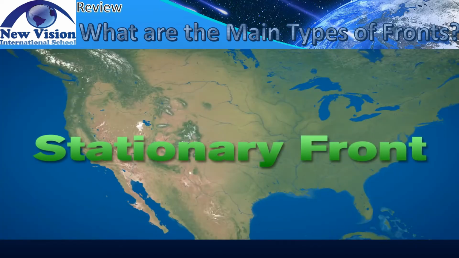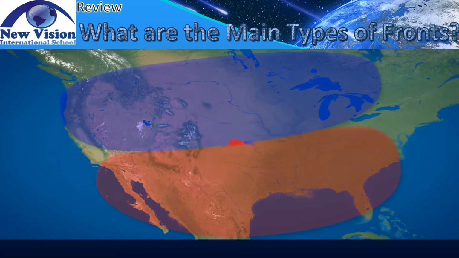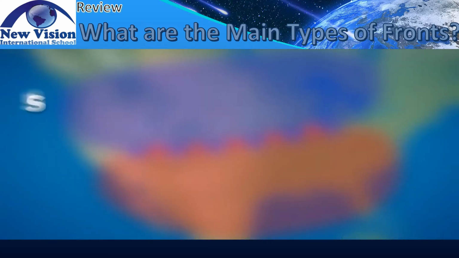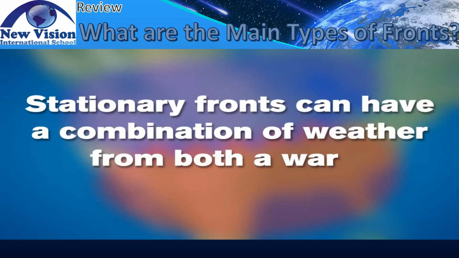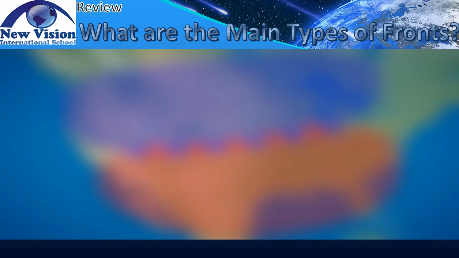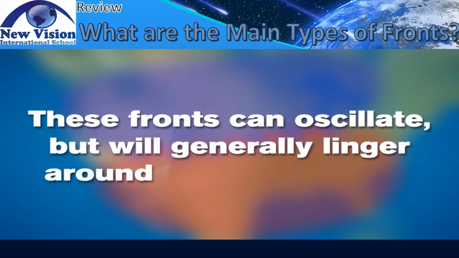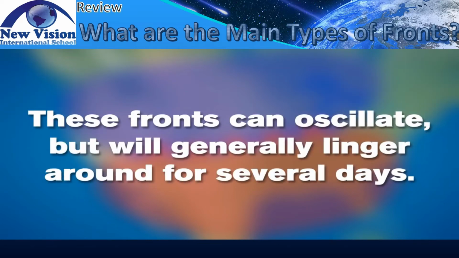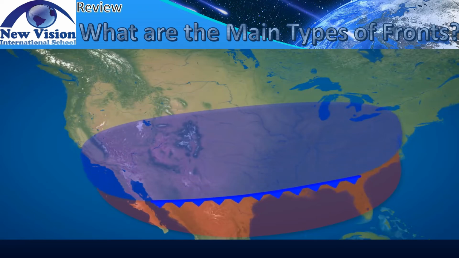A stationary front occurs when two air masses meet, but neither one moves the other out of the way. Stationary fronts can have a combination of weather from both a warm and cold front. These fronts can oscillate, but will generally linger around for several days before one of the air masses pushes the other air mass out of the way.